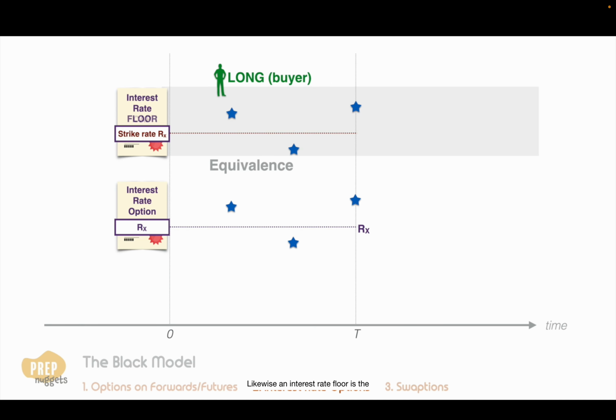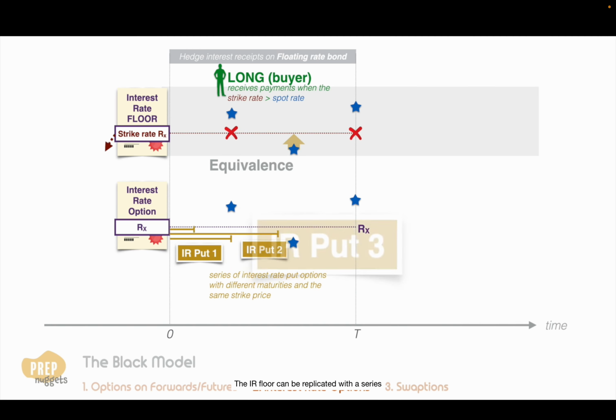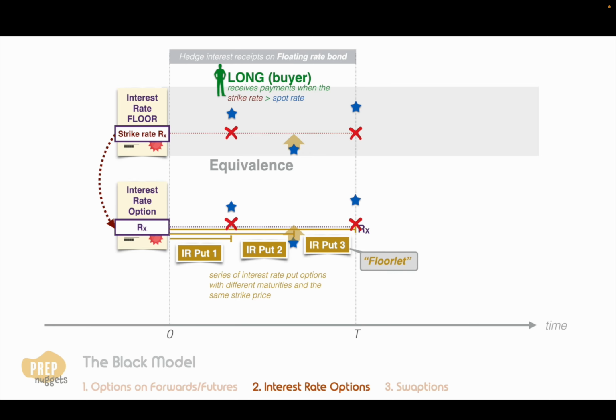Likewise, an interest rate floor is the opposite of the cap, where the buyer receives a payment for the amount in which the interest rate is below the strike rate. Investors typically use this to hedge the interest receipts on a floating rate bond. When interest rate is low, the payoff from the IR floor can be used to supplement the shortfall. The IR floor can be replicated with a series of interest rate put options with the same exercise rate. Each of these puts is known as a floorlet.